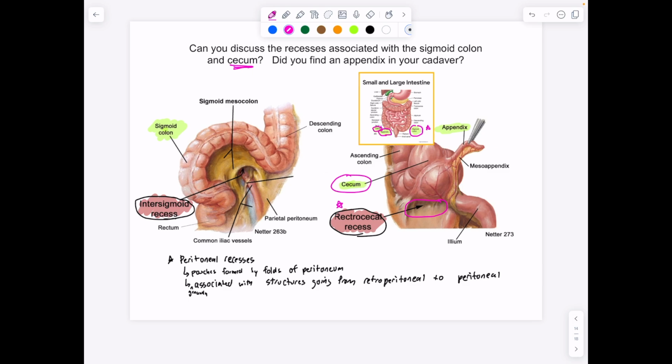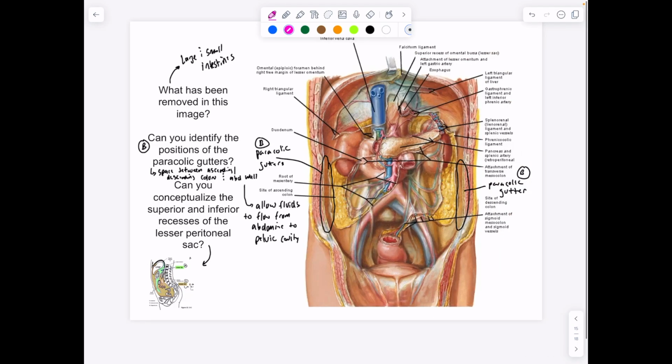Sigmoid colon is right here, and below that we have the intersigmoid recess, and you can see the sigmoid mesocolon, aka sigmoid mesentery, is helping form that recess. Generally, peritoneal recesses are pouches formed by folds of the peritoneum, and as we said, are generally associated with structures going from retroperitoneal to intraperitoneal, from back to front.